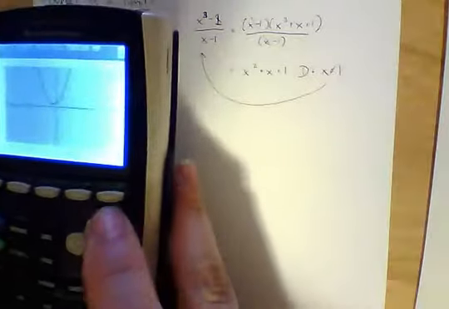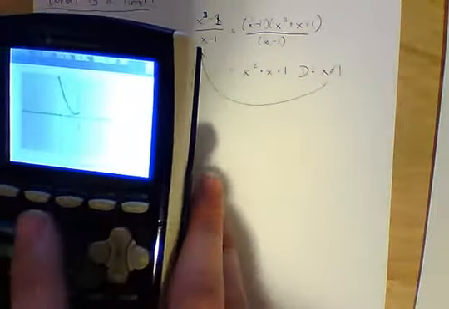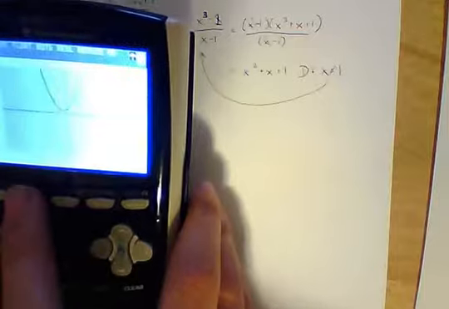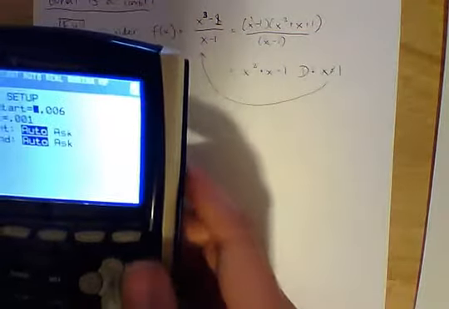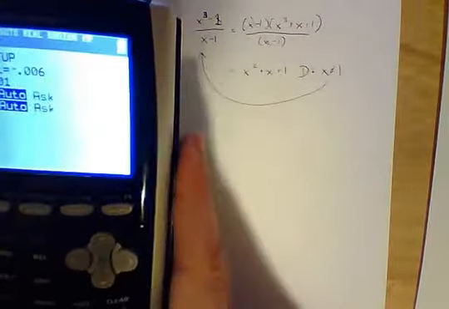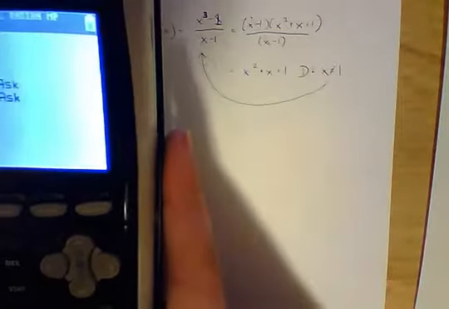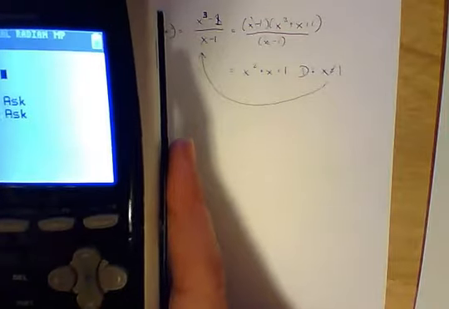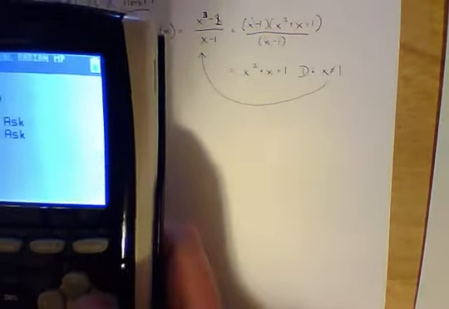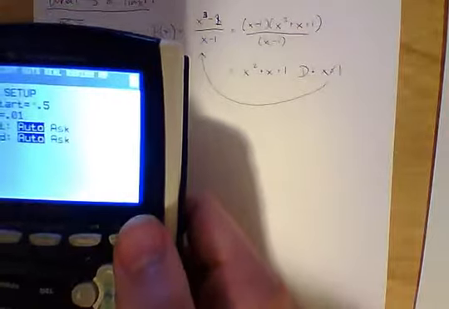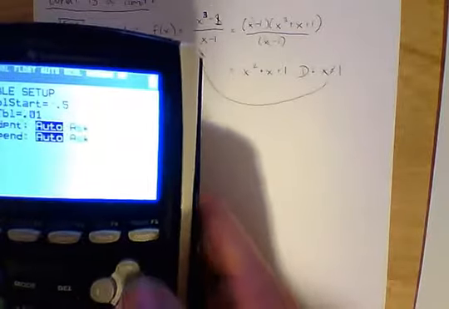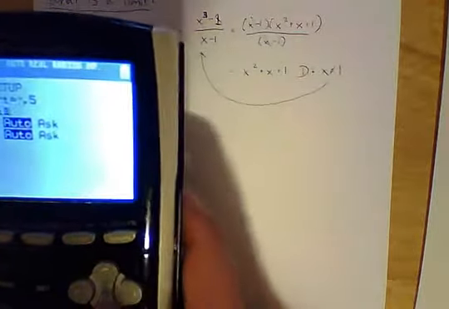So let's find out. Let's go to our table set. Let's make sure our table set is set up for this problem. So we're going to press 2nd, and then Window. And we're going to make sure that our table starts at negative 0.5. Let's take a look at that. And then let's make our table change 0.01. And that will help us get really close to, or you know what? Let's make it 0.1. How about that? That'll be a little bit better. Okay.